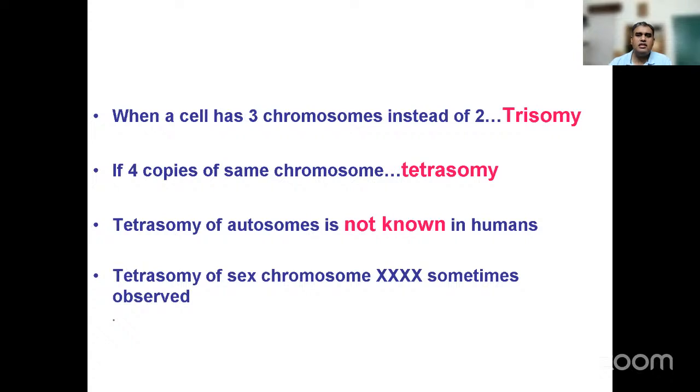When a cell has three chromosomes instead of two, we have trisomy, right? Trisomy 21, trisomy 18, and trisomy 13, all that. So more than the normal number. If there are four copies of the same chromosome, we have tetrasomy. Tetrasomy of autosomes is rarely seen, or it's not known in humans. So tetrasomy is normally seen in the sex chromosomes only. Tetrasomy of sex chromosomes is observed over here, right?